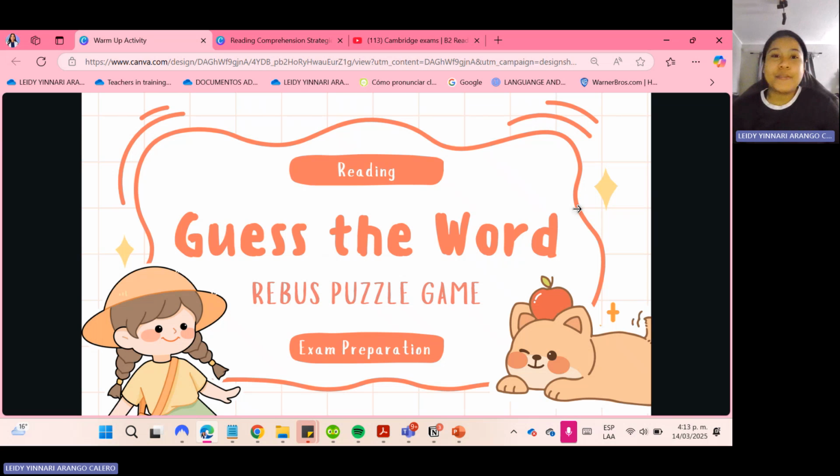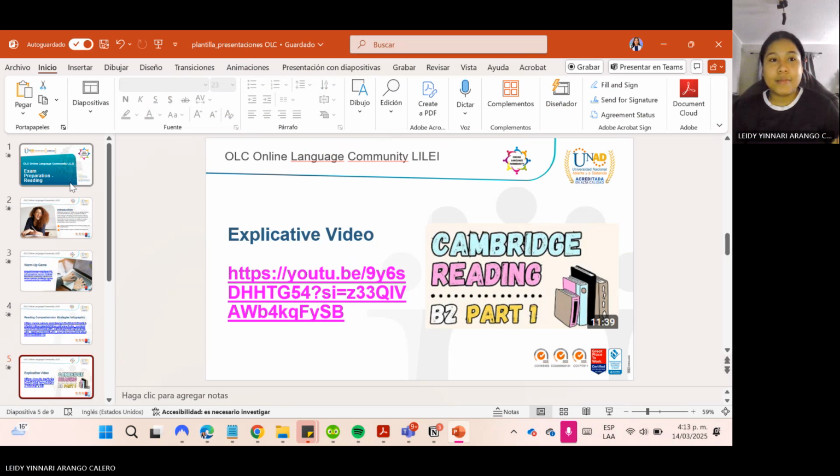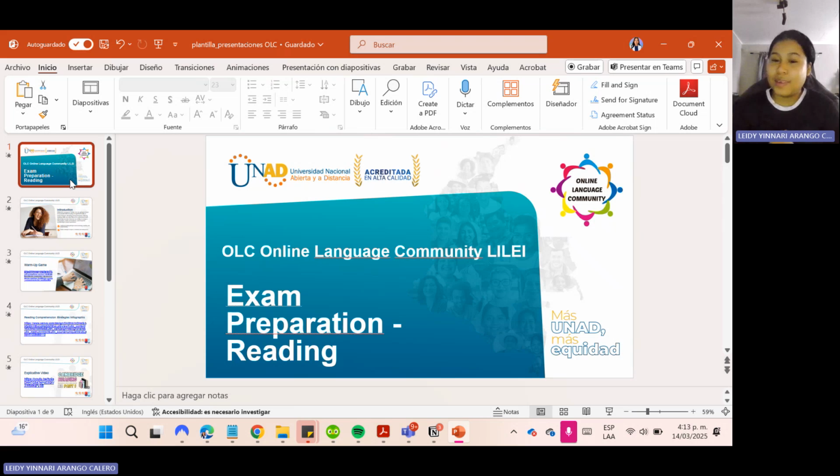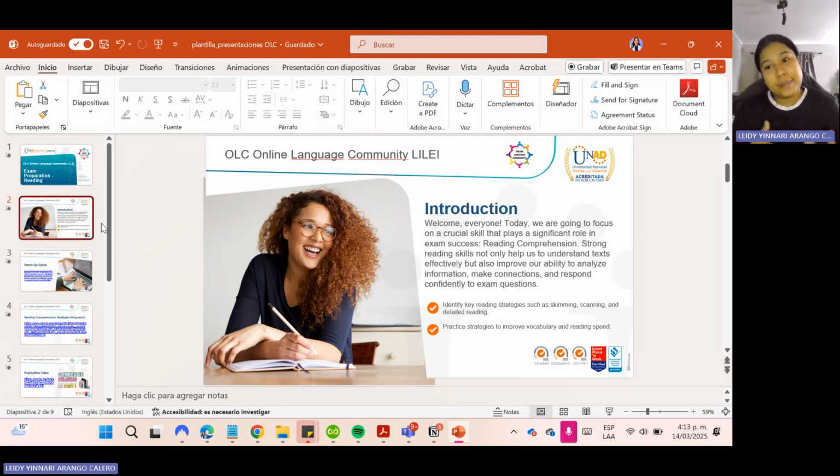For a start, first of all, I created a warm-up game, as I was showing you before. Let me show you the presentation first. Today in our class, exam preparation and practicing reading. The idea was to help us identify the key reading strategies such as skimming, scanning, and detailed reading, and to practice strategies to improve vocabulary and reading speed.